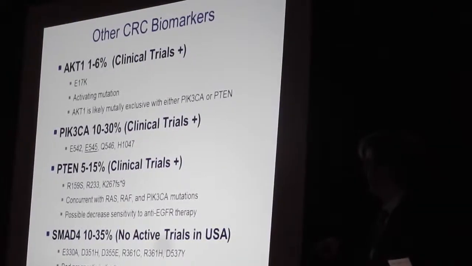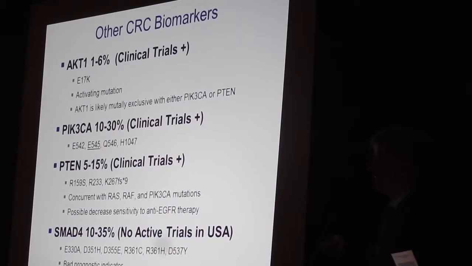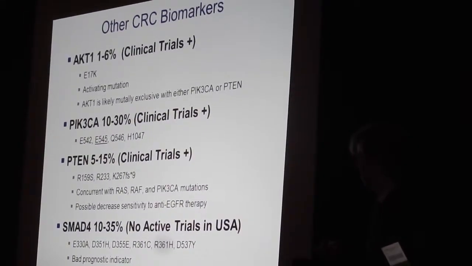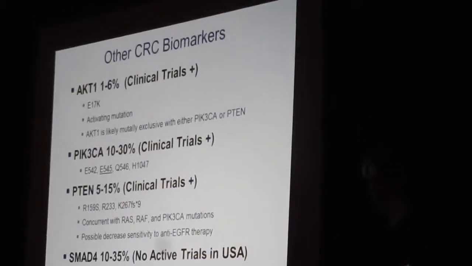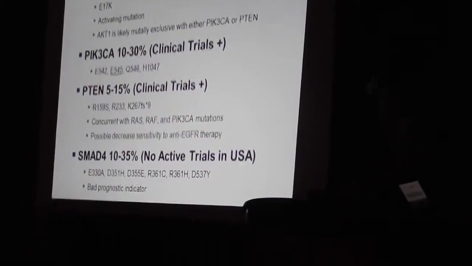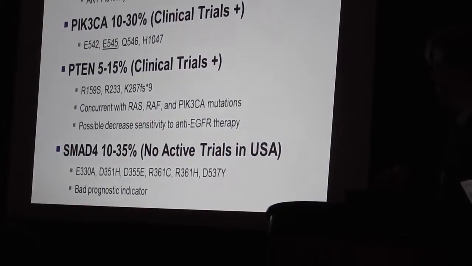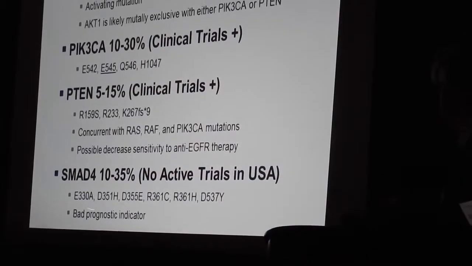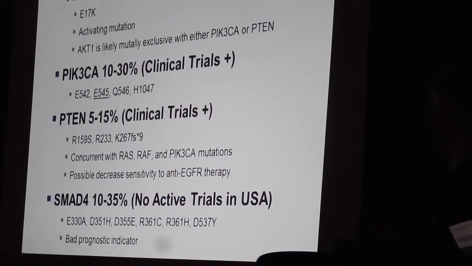PTEN, same thing. It's commonly mutated. Clinical trials exist for patients who have PTEN mutations. Then SMAD4 is another molecule. There's no active clinical trials in the U.S. as of now, but it's frequently deleted in colon cancer or mutated at these hotspots. It's believed to be a bad prognostic indicator.